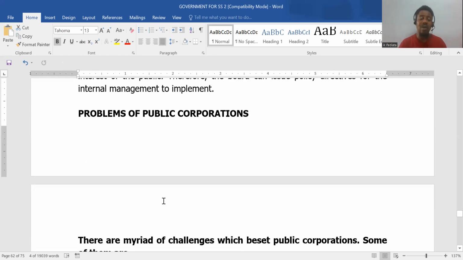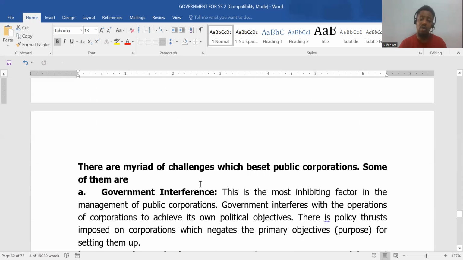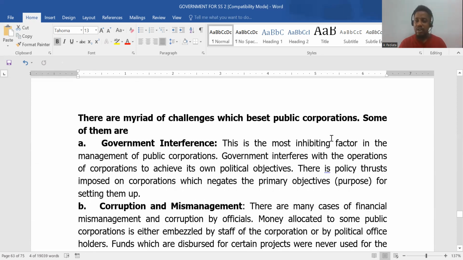Now, what are the challenges that face public corporations? A lot of them. Government interference, right? And this is one of the key issues that affect public corporations. Government can decide to appoint and put in the board of directors that they want to be there. So government can, through fund allocation, also restrict or sort of debar public corporations from functioning effectively.